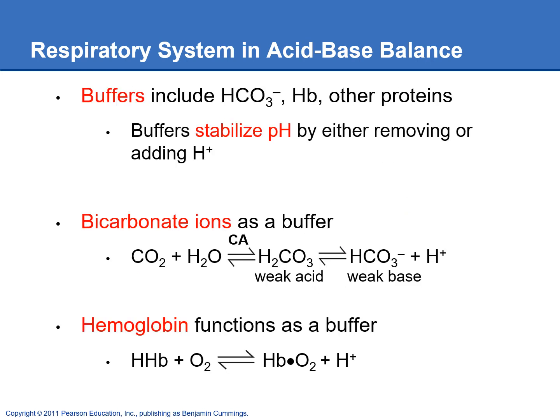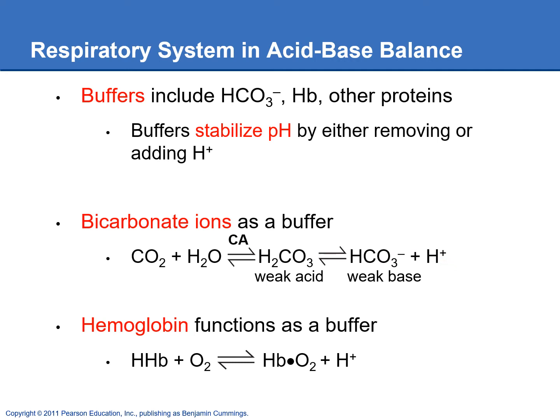There are several buffers in the body that are used to help regulate the blood pH. Buffers are really important because they stabilize the pH, because they can either remove hydrogen ions or release them as needed. The bicarbonate ions in the blood are an important buffer. They can easily combine with the hydrogen ions if there's too many and get rid of them by making the reaction go to the left. Or we could generate the bicarbonate ions and the hydrogen ions if there's not enough hydrogen ions.